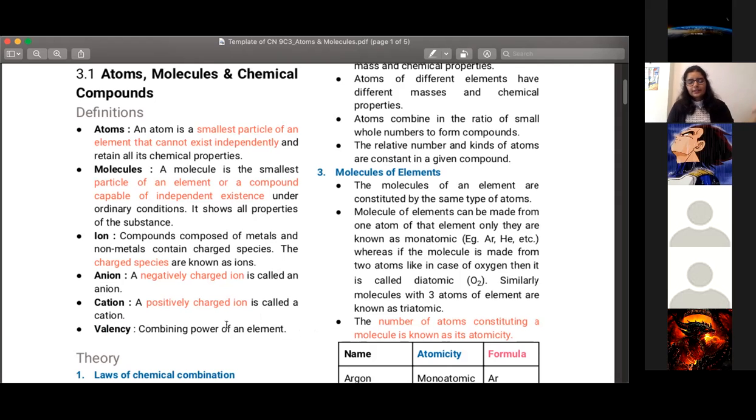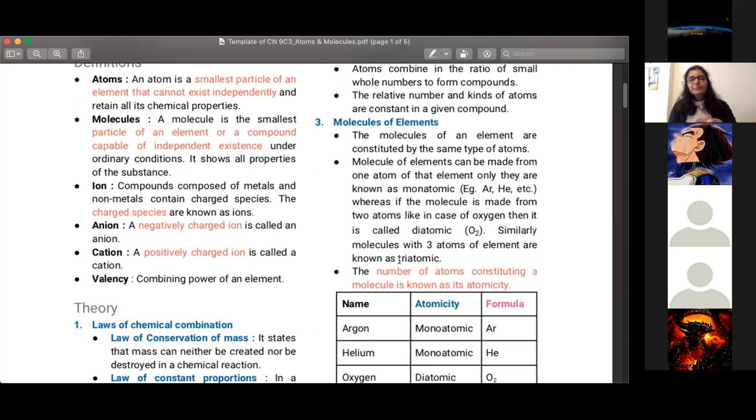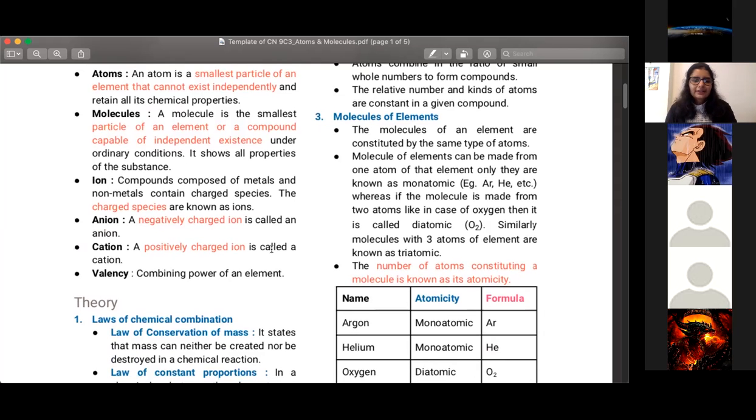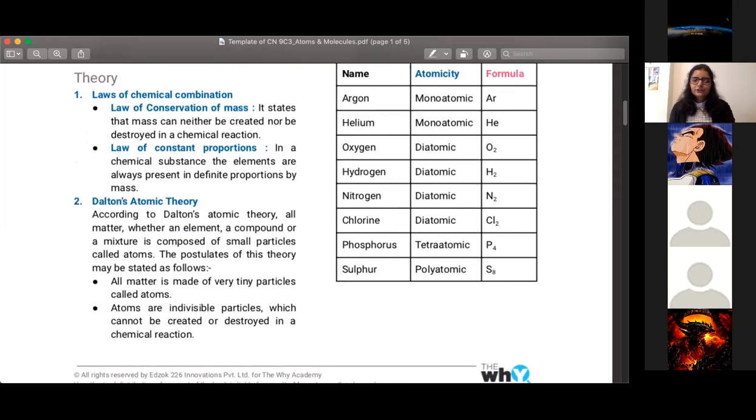So valency, we'll come back to it. We'll study it more in detail. So just summing up the definition, it's just the combining power of an element. When we elaborate, you'll have a better idea of it. Okay. All right. Now coming to the actual chapter.